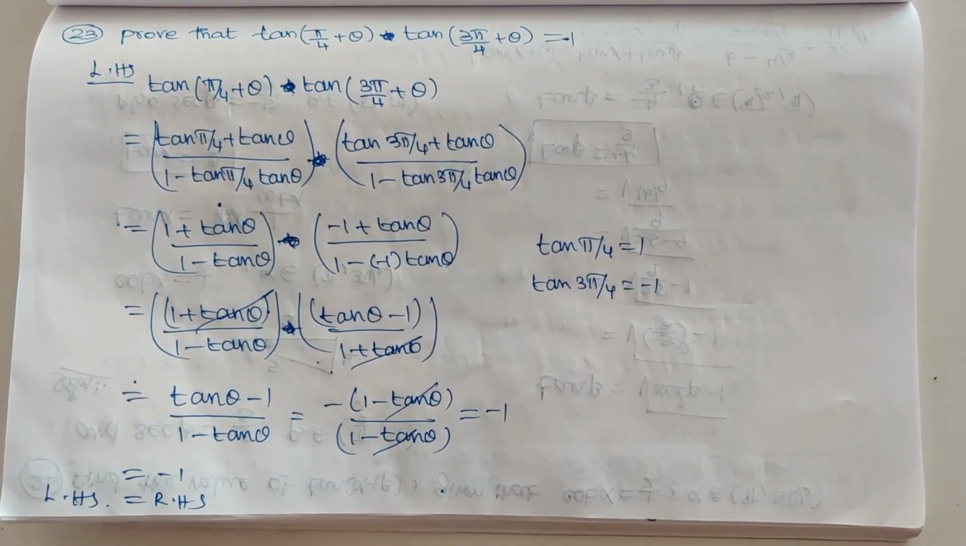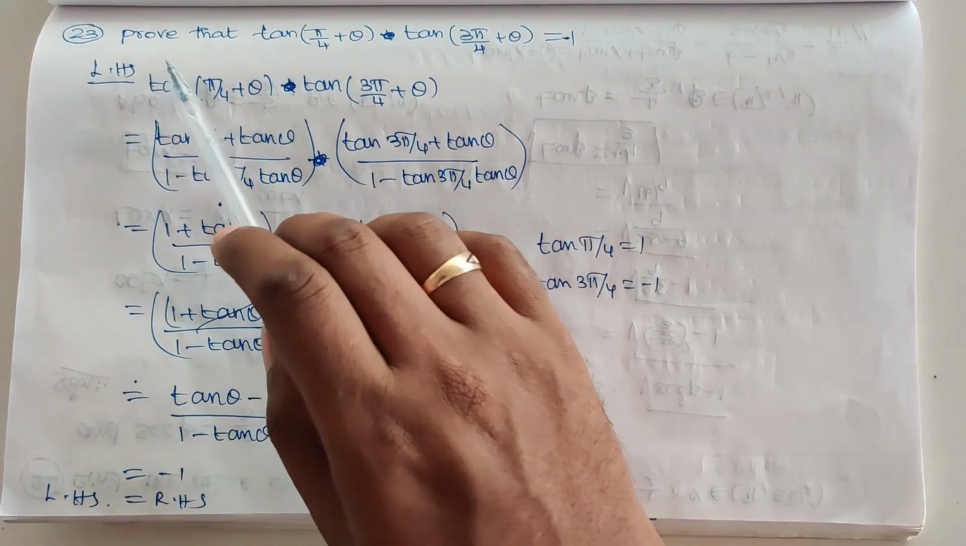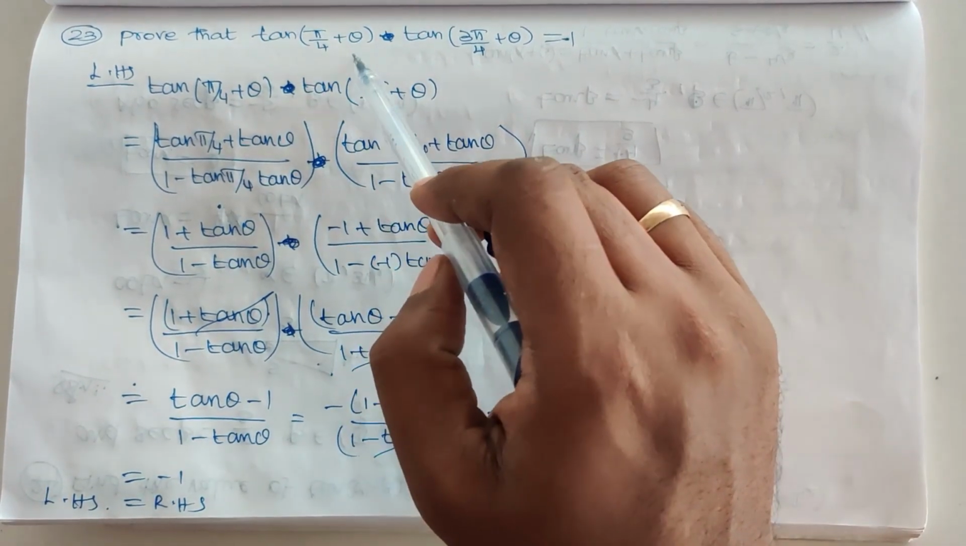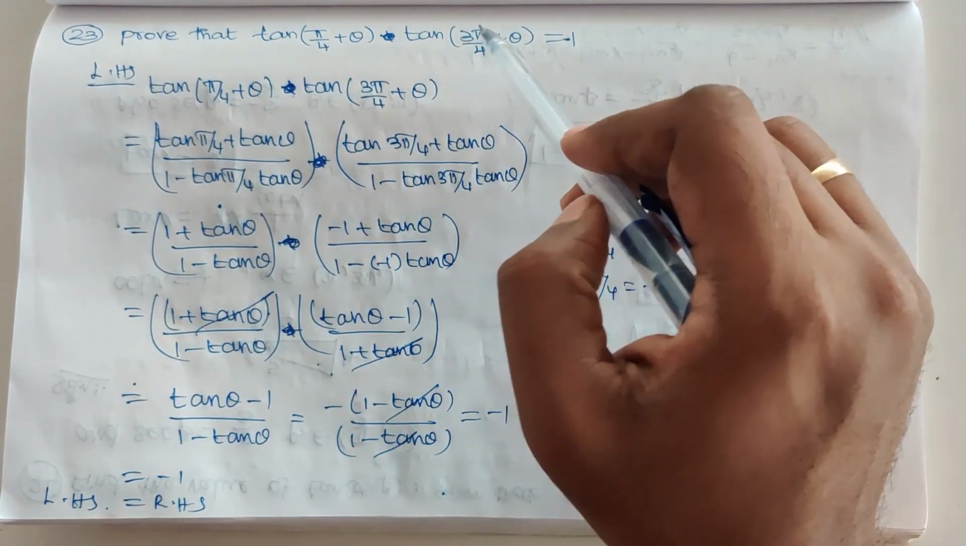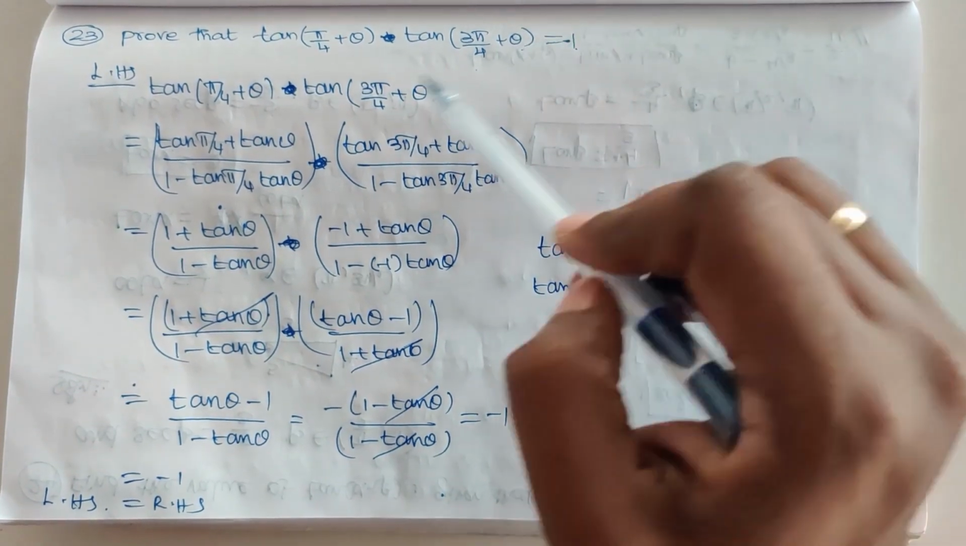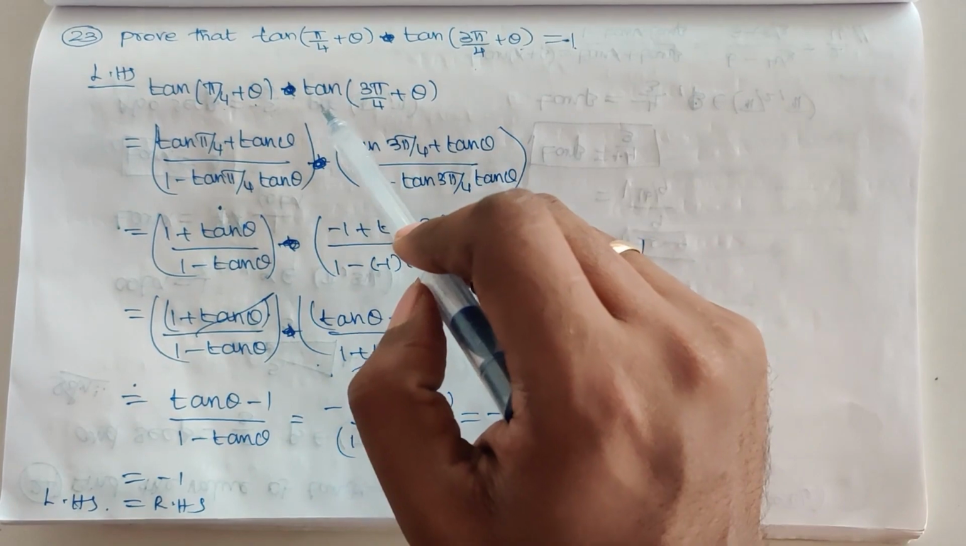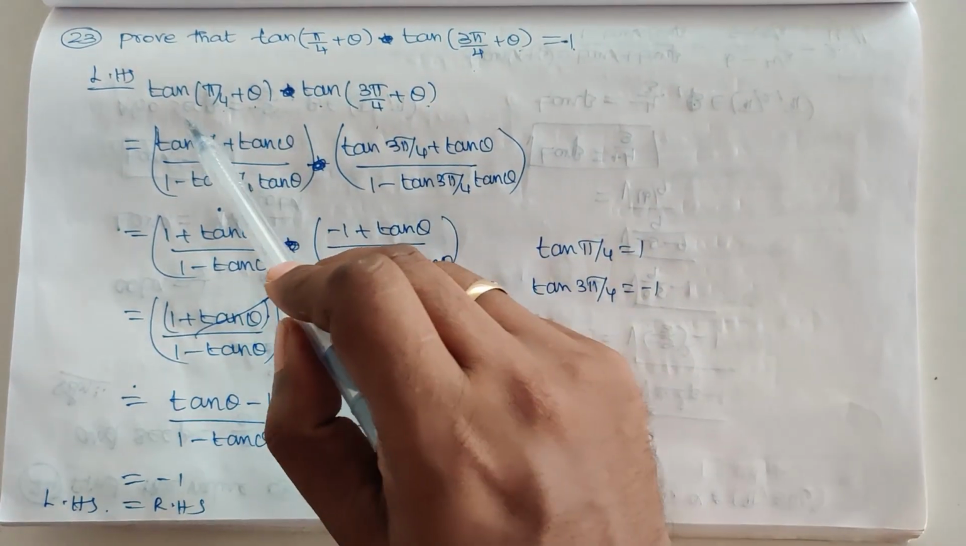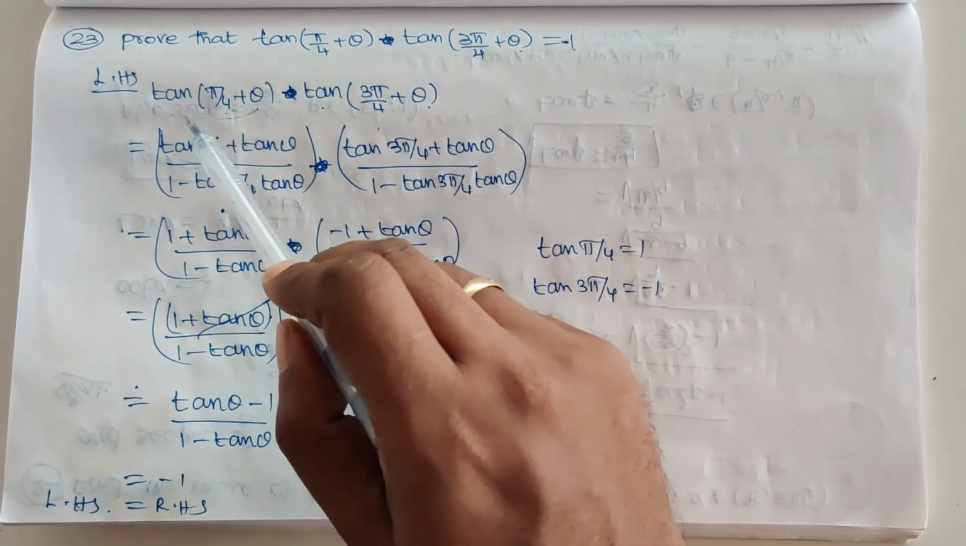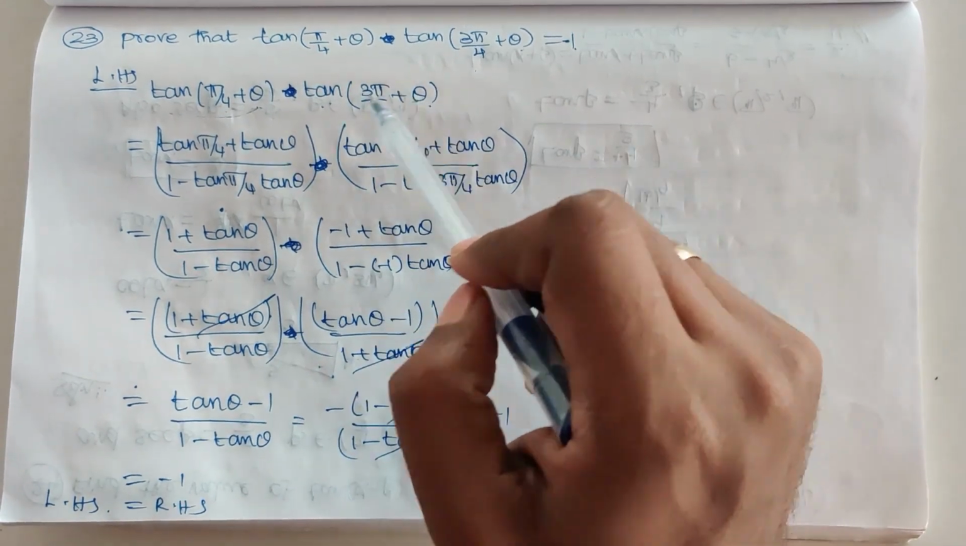Now we are going to discuss question number 23. Prove that tan(pi/4 + theta) times tan(3pi/4 + theta) is equal to -1. Taking the LHS, tan(pi/4 + theta) into tan(3pi/4 + theta). This is in the form of tan(a + b).